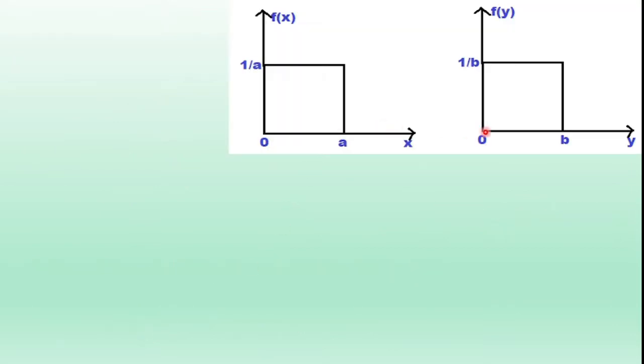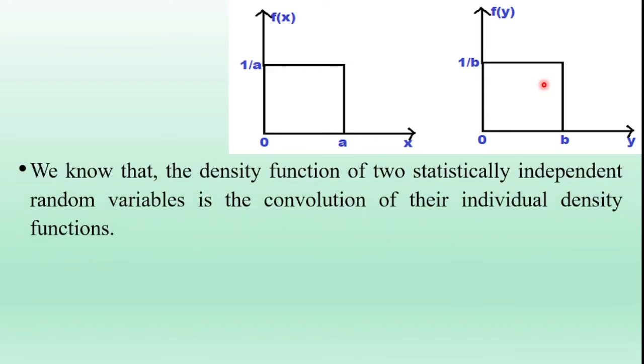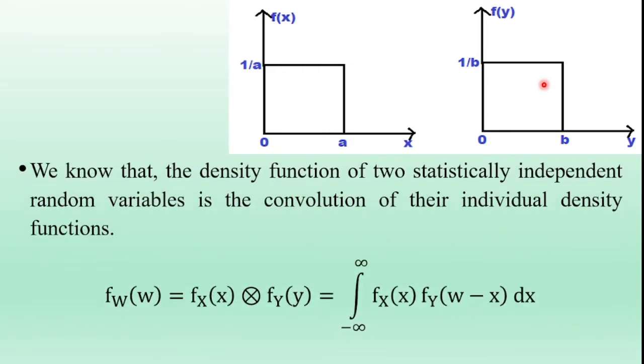The graphical representation is shown here. This is the graphical representation of 1 by a into u of x minus u of x minus a. This is the graphical representation of 1 by b into u of y minus u of y minus b. We know that the density function of the sum of two random variables is fw of w equal to fx of x convolution fy of y, which is equal to the integral from minus infinity to infinity of fx of x into fy of w minus x dx.